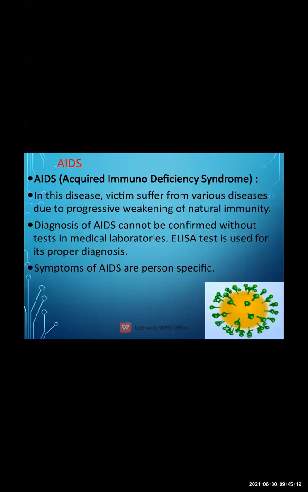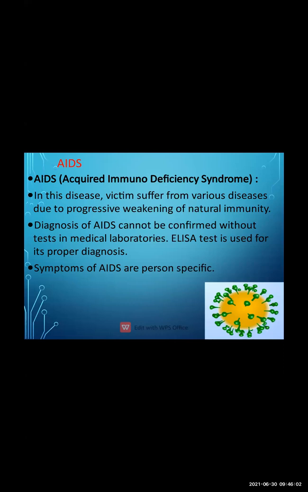Then the next type of disease is AIDS. The full form of AIDS is acquired immunodeficiency syndrome. In this type of disease, there is weakening in the person. If the person is suffering from AIDS, many diseases come over it and conquer the person. So the person is suffering from many diseases, and his WBC, that is the immunity power, becomes less.